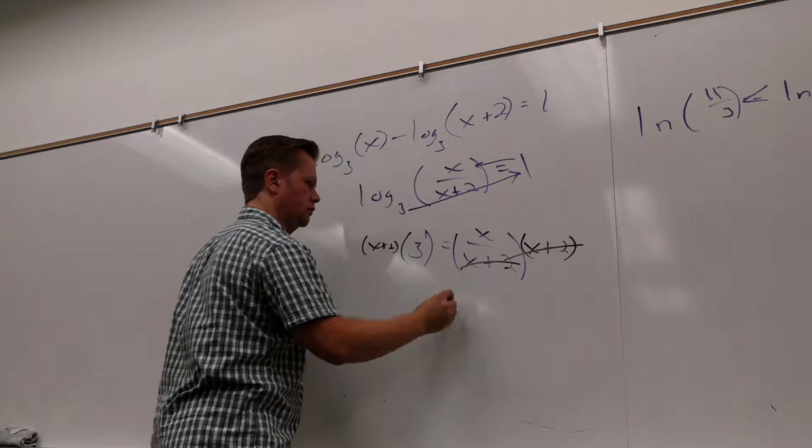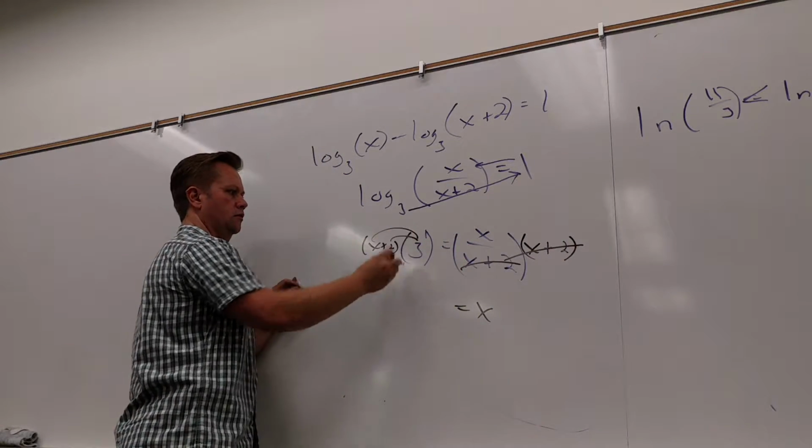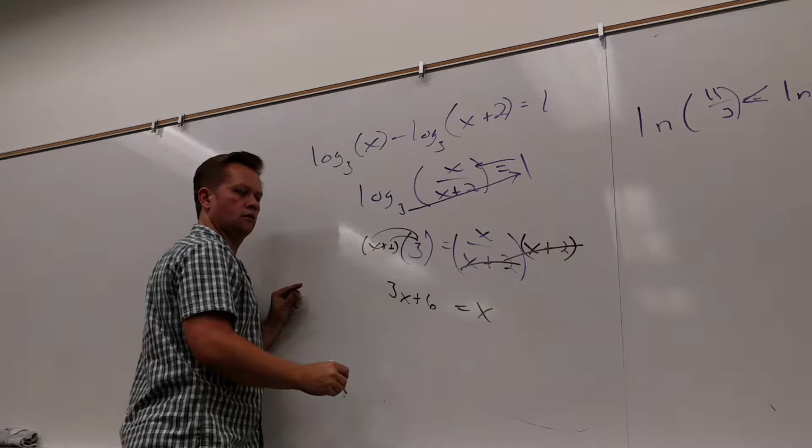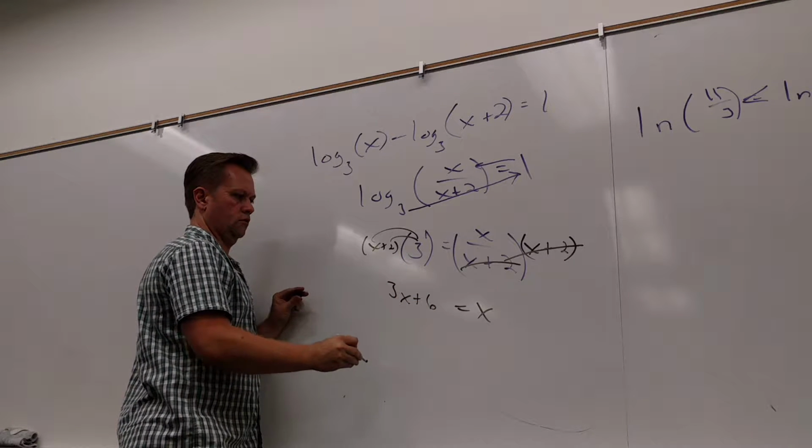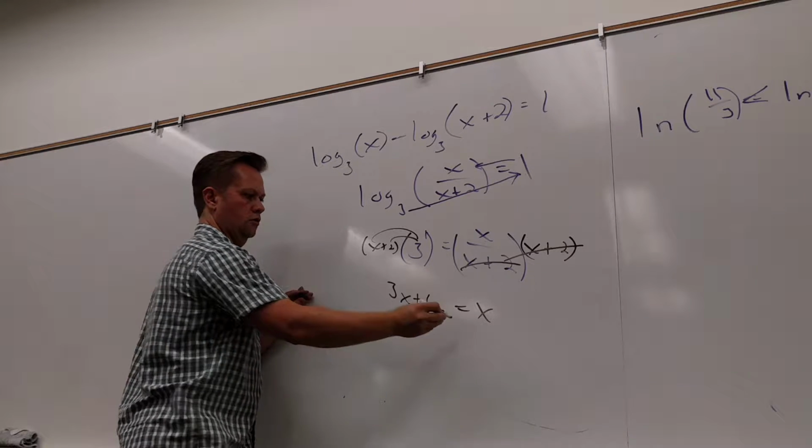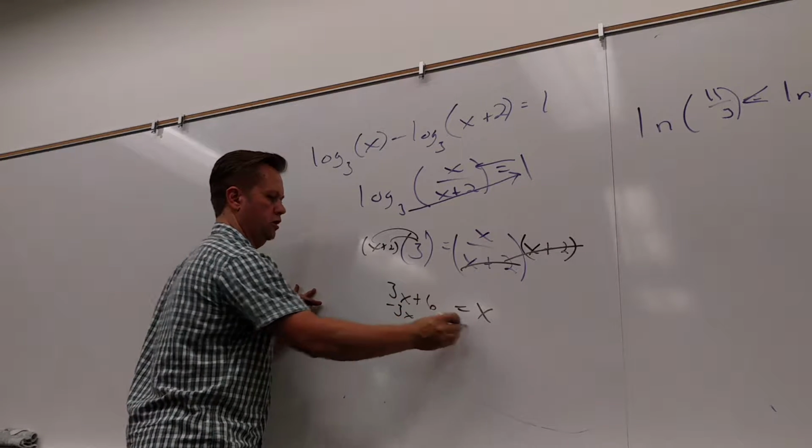So here they cancel. Here I get what? 3x plus x. X negative 3. And subtract x. Subtract 3x. Okay, subtract 3x.